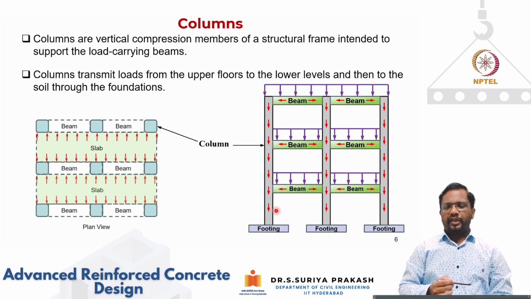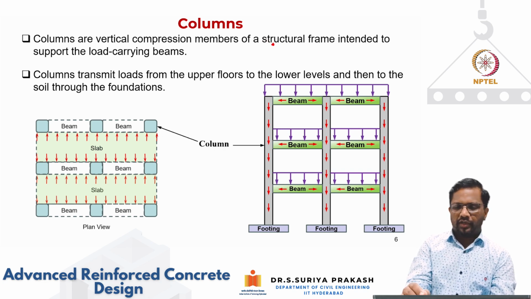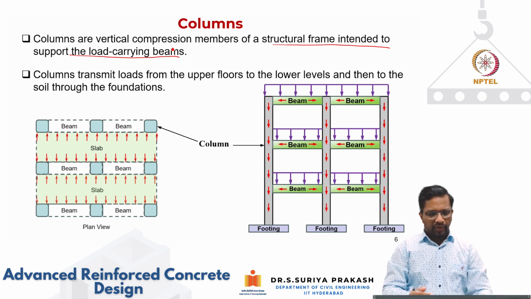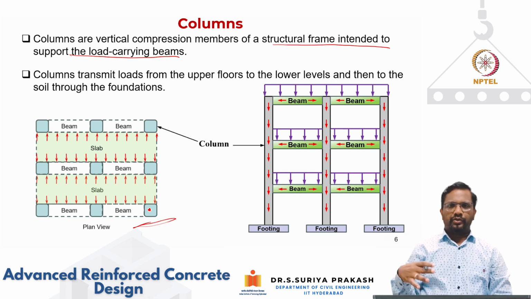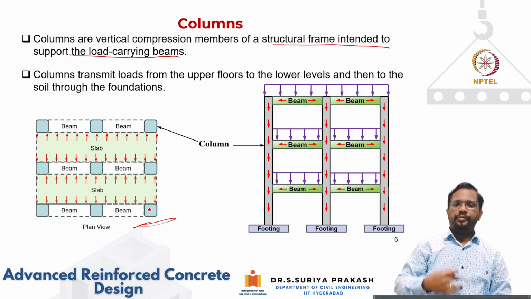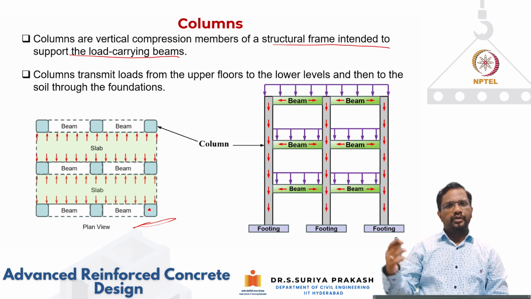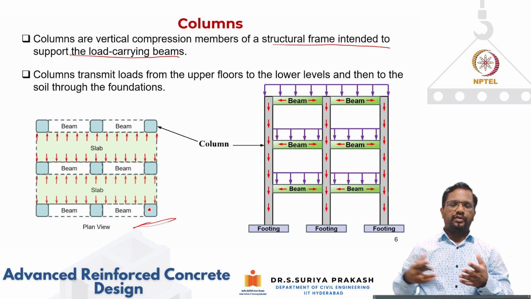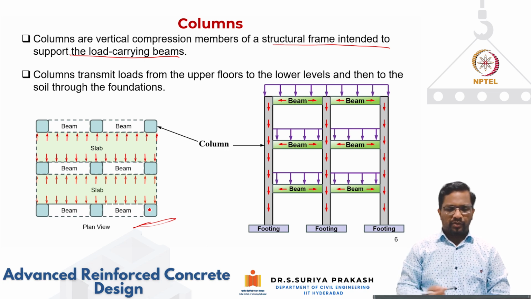Right. So the columns are actually the vertical compression members. Predominantly, they are compression members of a structural frame, as you can see, and that is intended to support load carrying beams. So, for example, in a typical building like what we are seeing here, we apply gravity loads. We apply the loads on the slabs, right? Then from the slabs, the load gets transferred to beams, then from beams to columns, then columns to foundation, then foundation to soil. Finally, we have to transfer all the applied external loads to soil, and then again, the safe bearing capacity of the soil should not be exceeded.